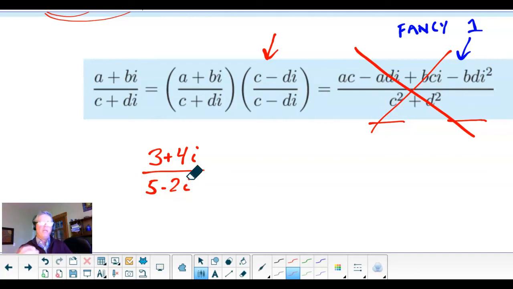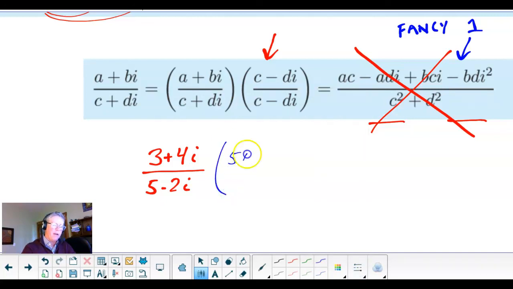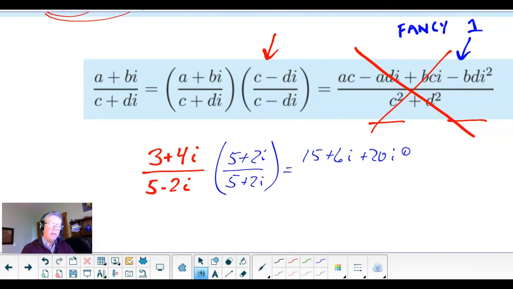Okay, when we see that division, we're like, dang, we don't care about the 3 plus 4i at all. It's all about looking at the denominator and making that work. So we're going to multiply by 5 plus 2i over 5 plus 2i. Let's see what happens. On the top, I get 15 plus 6i plus 20i plus 8i squared. And on the bottom, I get 25 plus 10i minus 10i minus 4i squared.